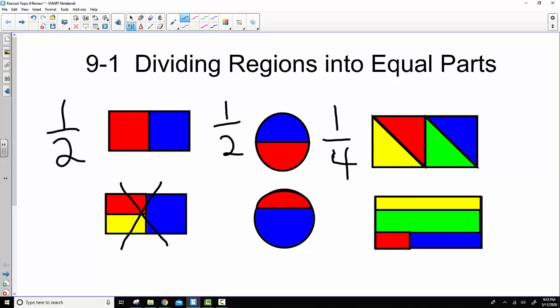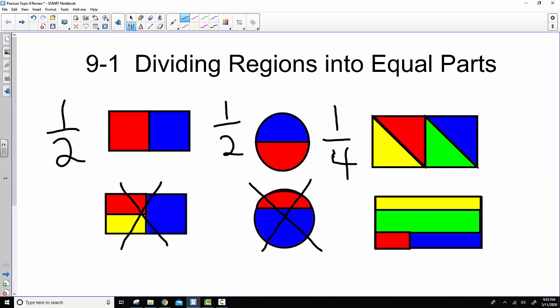Next, we see a circle. You can see that that circle does not have a line through the exact center of the circle. Therefore, it is not divided into equal parts. The regions are not equal.